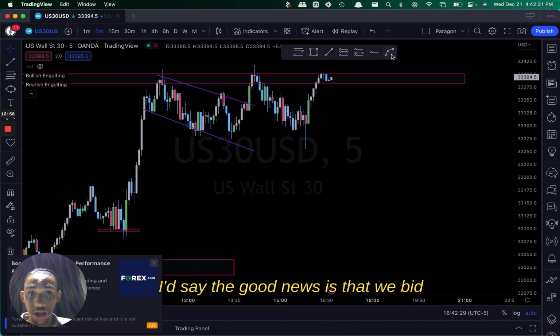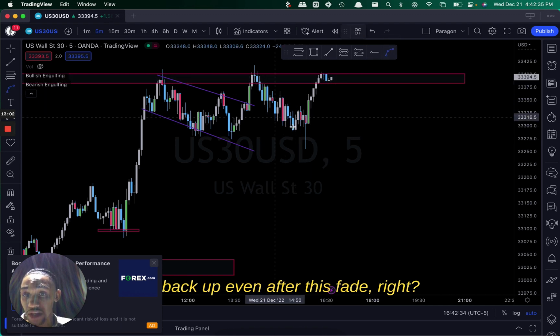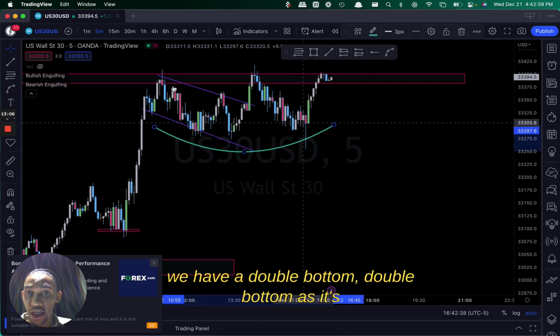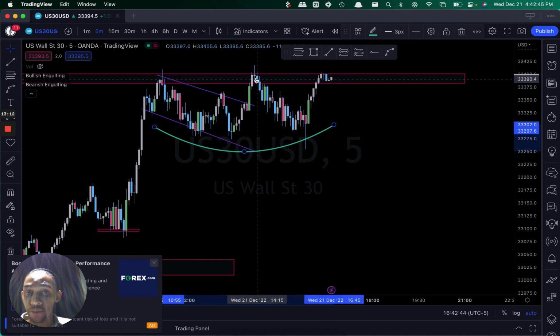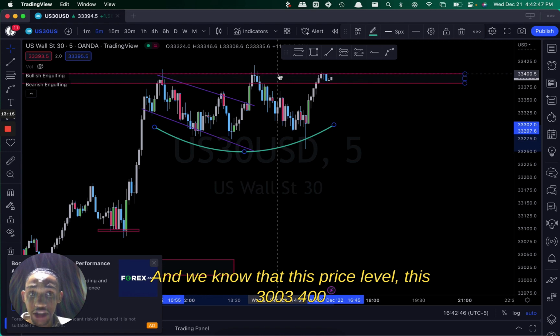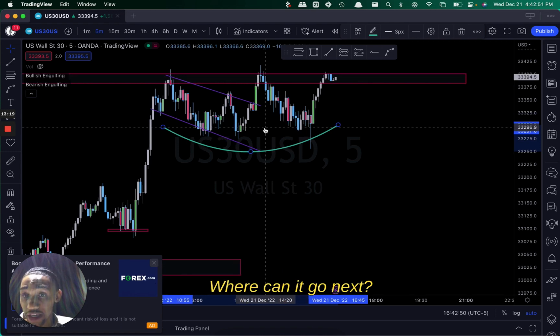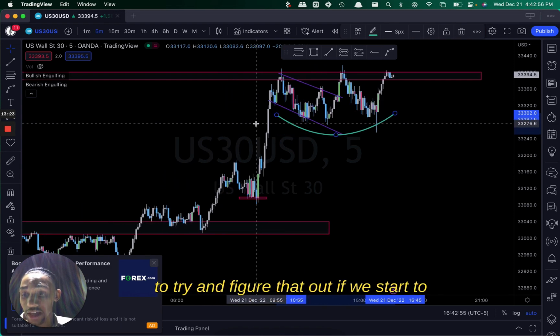So with that being said, in terms of insights going into tomorrow, I'd say the good news is that we bid back up even after this fade, right? So we have this kind of cup forming where we have a double bottom as it's trying to break out of maybe this zone. And we know that this 33,400 price level on the Dow is very important. Where can it go next? We don't know exactly, but we can use previous data to try and figure that out.